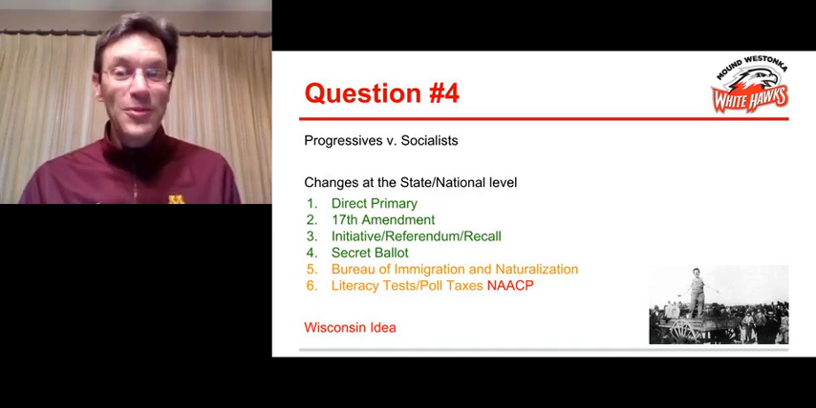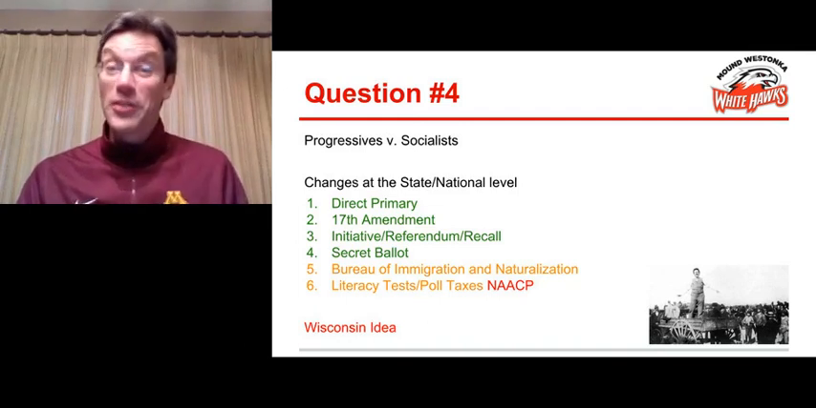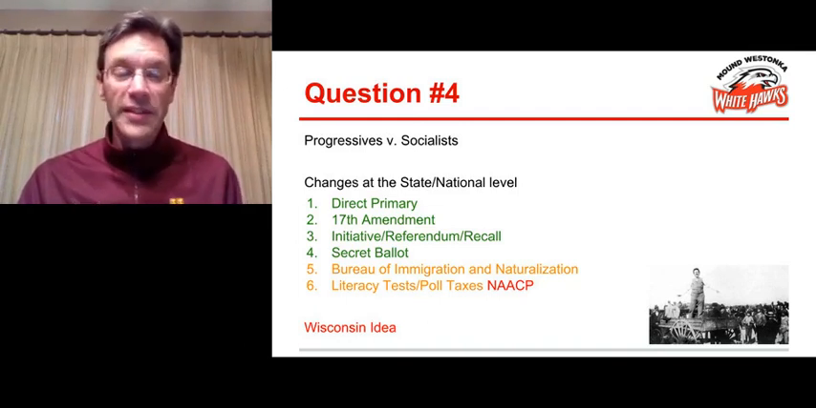That's not the way we used to vote in America, believe it or not. You voted in public, and people could see who you voted for. Now it's by secret ballot. The Bureau of Immigration and Naturalization.